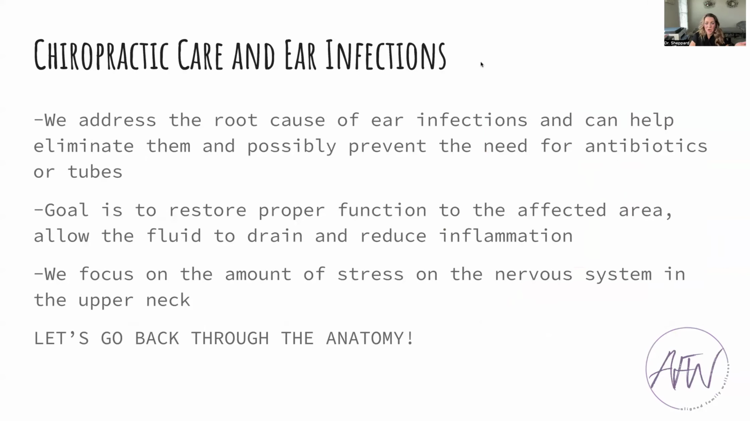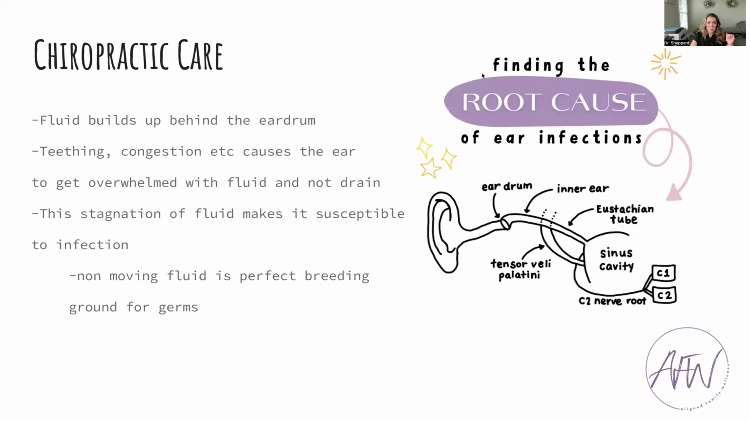So, okay, chiropractic care and ear infections. How does chiropractic care help? We address the root cause of the ear infections, and we help to eliminate them and hopefully prevent the need for antibiotics or tubes. Our goal is to restore proper function to the affected area of the eustachian tube, the ears, the upper cervicals, to allow the fluid to drain and to reduce inflammation. We focus on the amount of stress on the nervous system in the upper neck that controls all of the cranial nerves and all of your first and second cervical roots. So we're going to go back to the anatomy and talk through it.